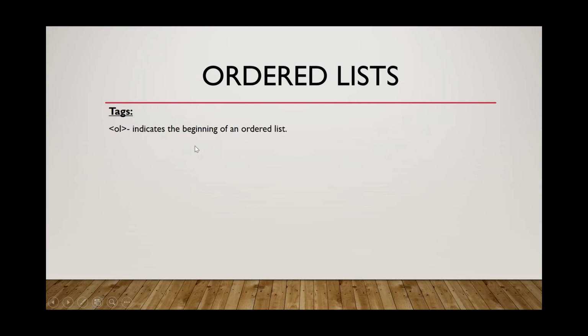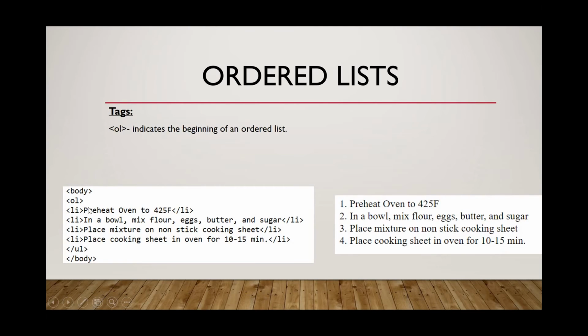The list item tag will actually be the same for both the unordered and ordered lists. So let's look at an example here. As you can see, we have the OL tag, then a list item tag showing the first step, and as you can see, it's shown as the first step, and each of the following steps is indicated with a list item tag, just like an unordered list.